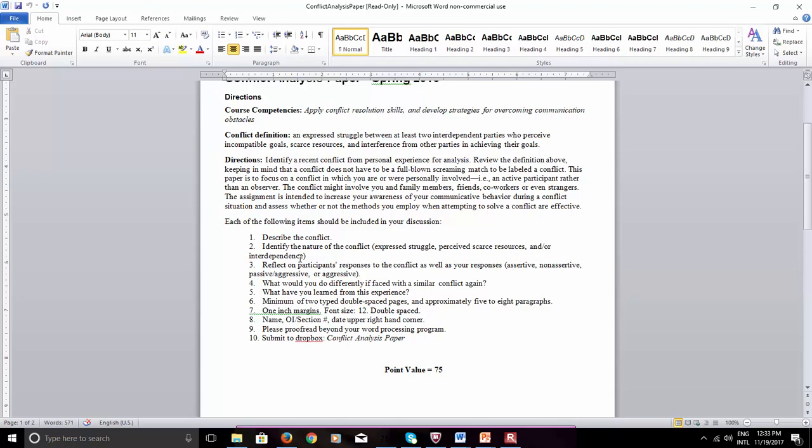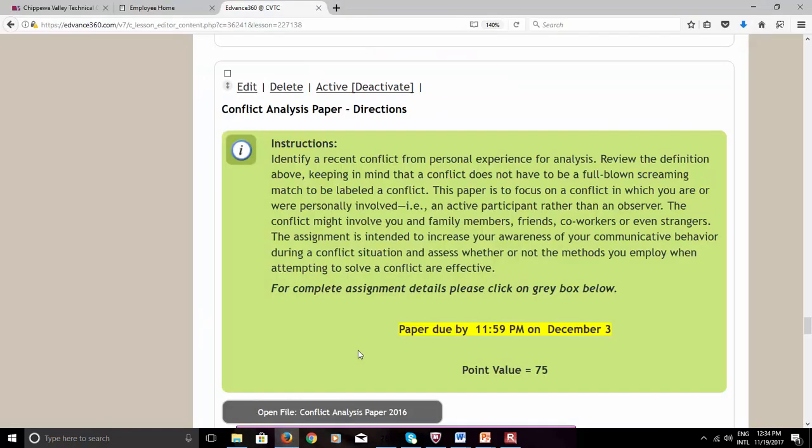Describe the conflict, identify the nature of the conflict, reflect on the participants' responses to the conflict as well as your responses. Were they assertive, non-assertive, passive-aggressive, or aggressive? And then what would you do differently if faced with a similar conflict again? What did you learn from this experience? The paper should be at minimum 2 pages double-spaced and have approximately 5 to 8 paragraphs, 1-inch margins, font should be 12 and double-spaced. You can use Times New Roman or Arial, I don't mind for this one. Your name, course name and section number and date should be in the upper right-hand corner, and then submit to the appropriate Dropbox attached in this lesson.